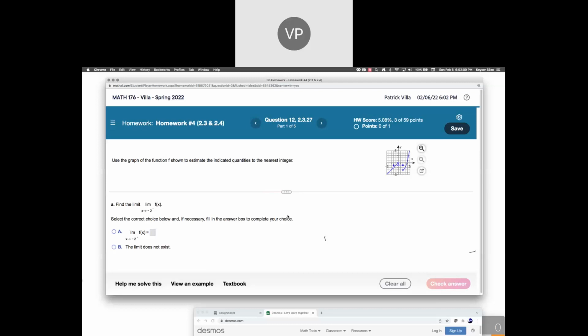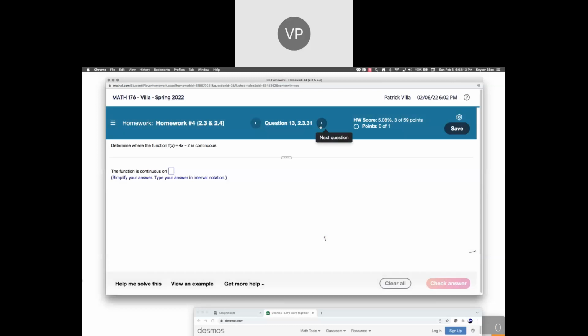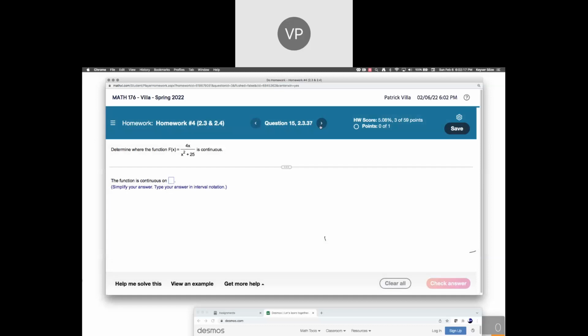Now, as you start seeing these next ones, you're going to see that it's not going to be a nice, perfect picture. So we're going to have to do a little bit more work. So let's look at number 15 here. In this one, determine where the function is continuous. Okay, so think about this. It's a rational function, but what we need to find out is where the function doesn't exist. So I'm going to start by taking that denominator. I want to know where that thing is 0. What x's make that 0?